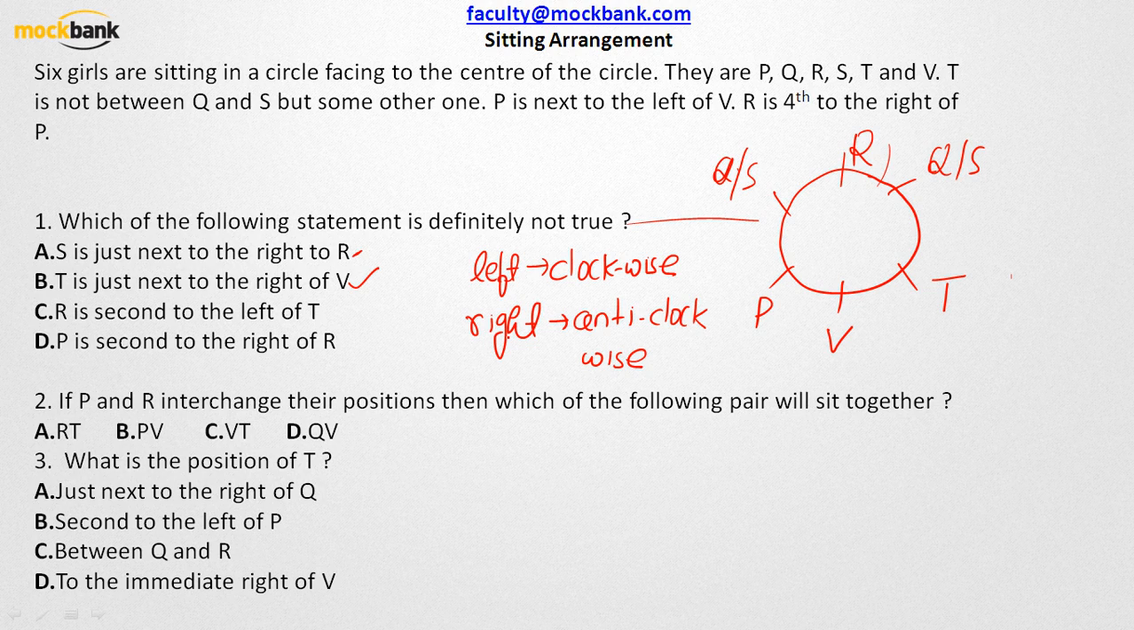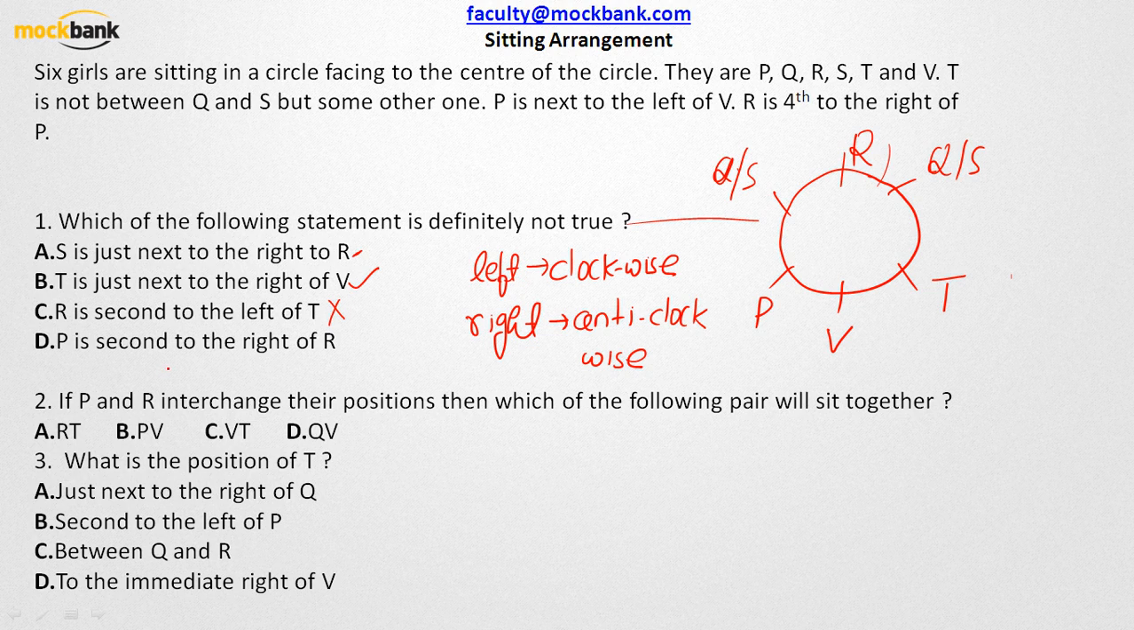R is second to the left of T. So this is R, second to the left of T. Can you see that if R is sitting 2 positions from T, that too in anti-clockwise direction? What do we mean by anti-clockwise direction? That this person is second to the right of T. It is not second to the left of T. So this information for sure is wrong.